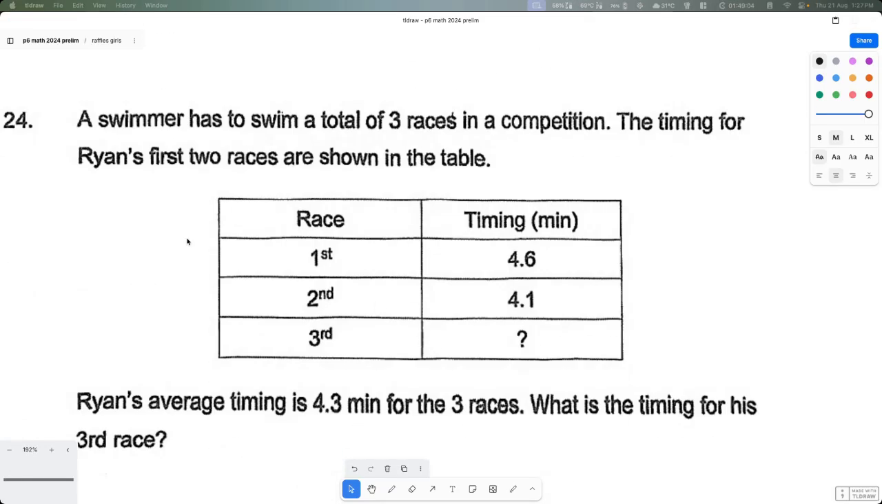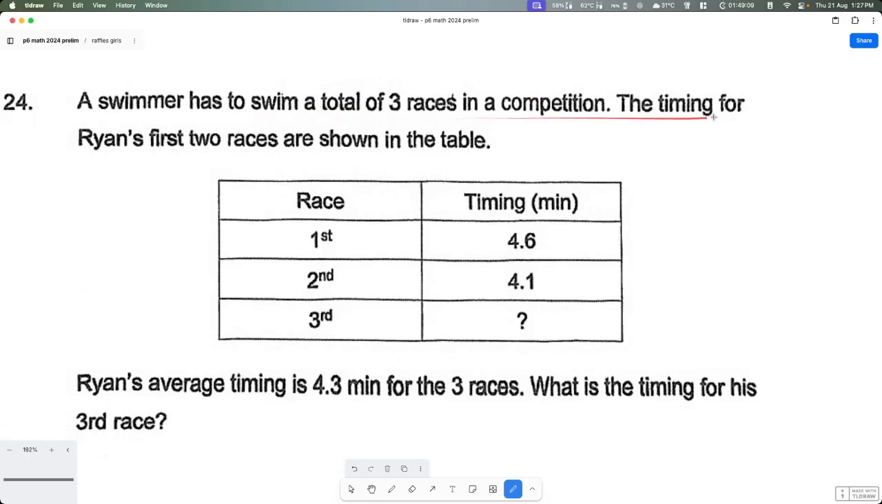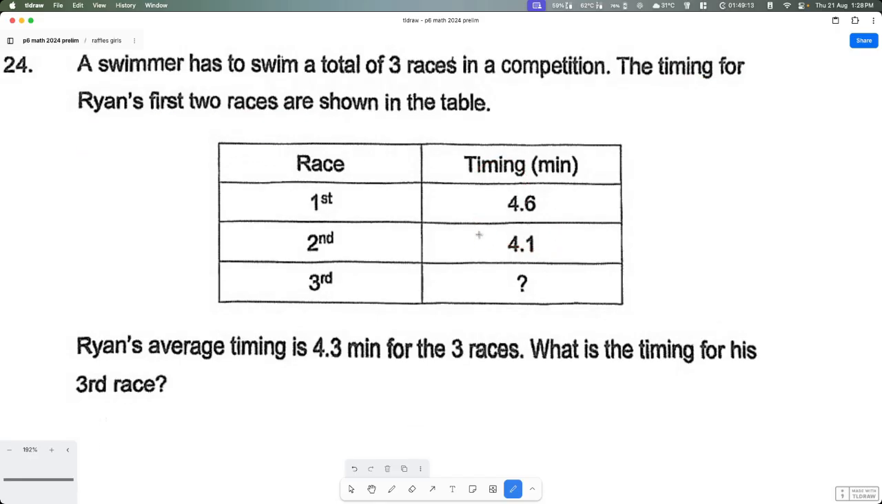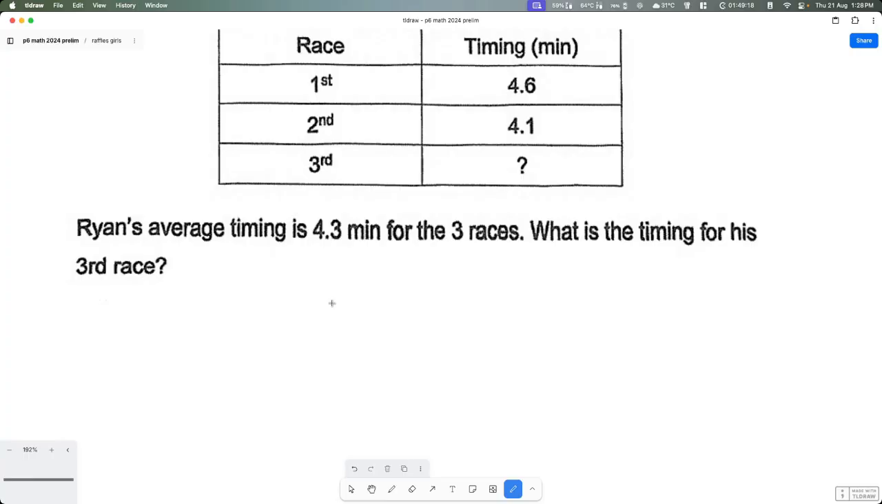Question 24. Right, so a swimmer has to swim a total of 3 races in a competition. The timing for Ryan's first 2 races are shown below, 4.6, 4.1. Ryan's average timing is 4.3 for 3 races. What is the timing for his third race?